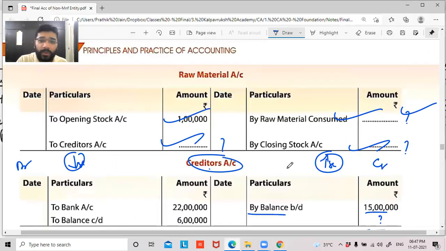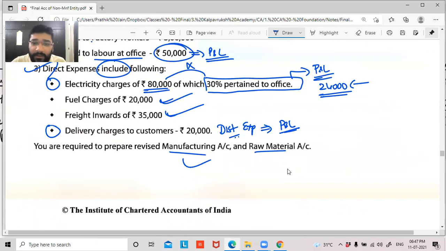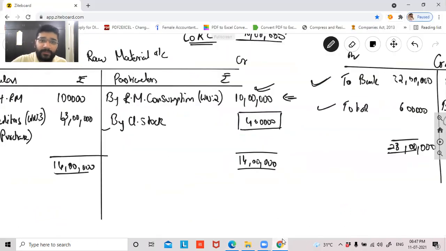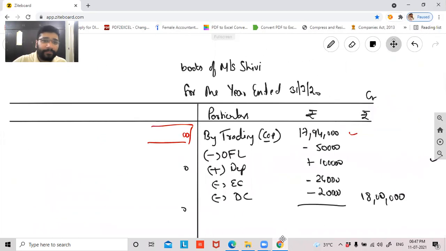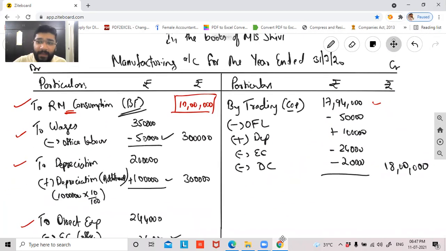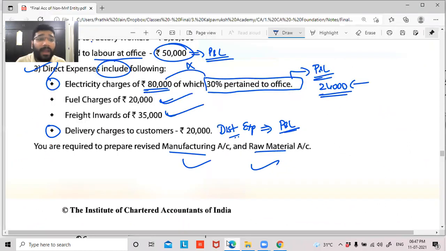The requirement of the question, guys, was to prepare the manufacturing account and the raw material account, which we have done. So this is my raw material account, and this is my manufacturing account. Any doubts in this, guys? Conceptually, are you clear? I don't want anybody to by-heart, guys. If you by-heart, trust me, it will not help you because this question can be twisted in the exam. So if you're by-hearting now, and I give a twist in this question, what will you do?